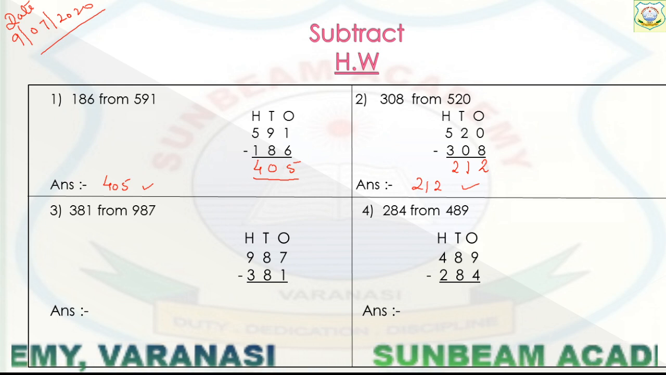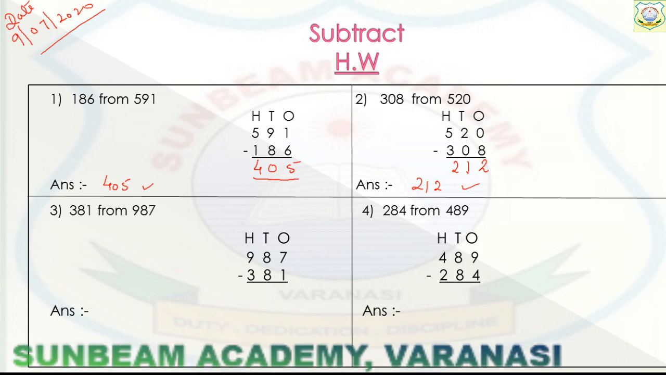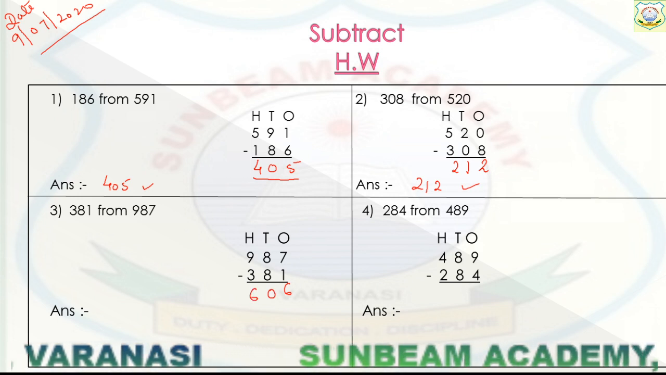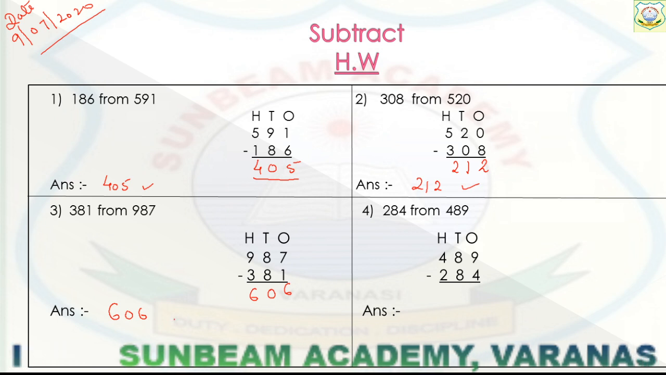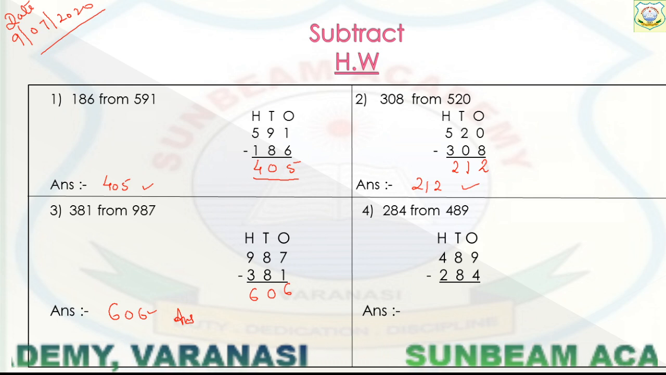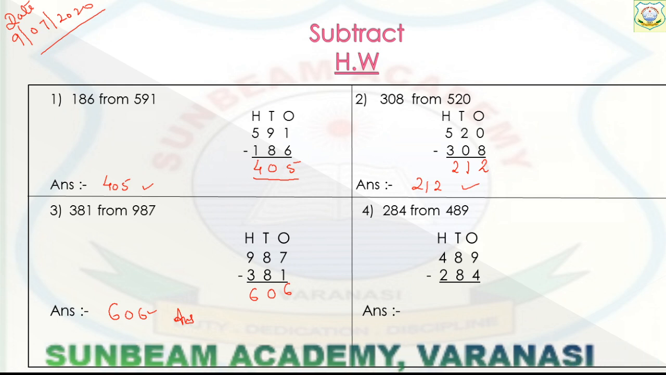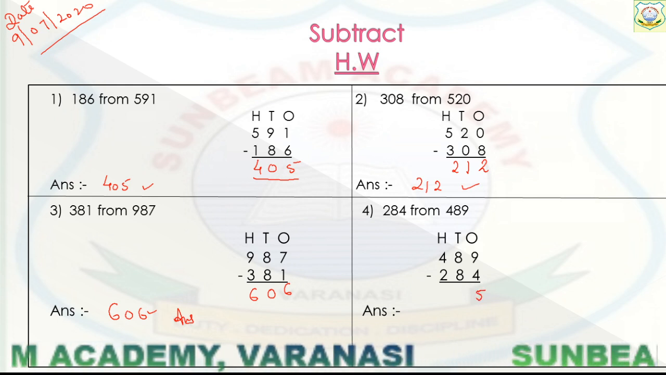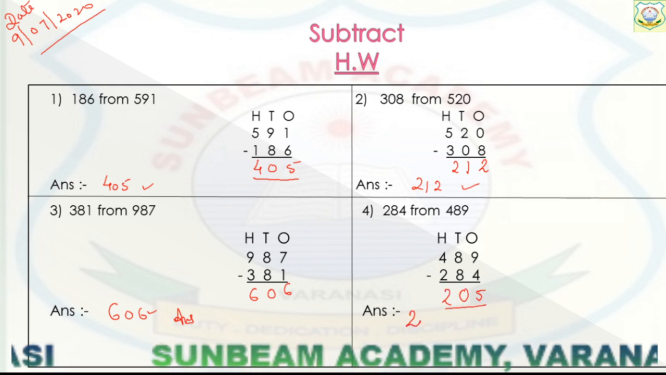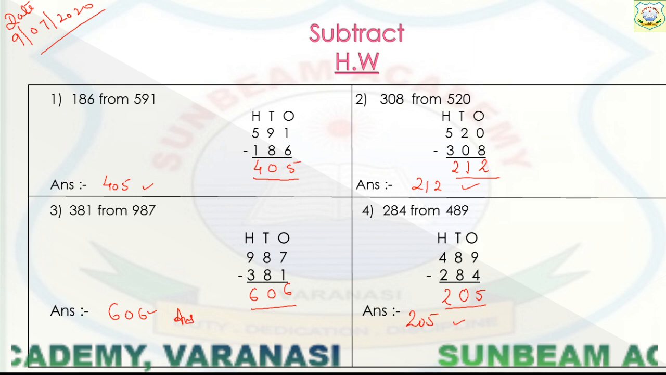987 minus 381. Please don't copy down the wrong digits, okay? So 7 minus 1 is 6, 8 minus 8 is 0, 9 minus 3 is 6. So we got 606 as an answer, okay? So I hope that you have done it correctly. Now after that, 9 minus 4 is 5, then 8 minus 8 is 0, 4 minus 2 is 2. So we got 205 as an answer. So please check your answers, then we will proceed further.